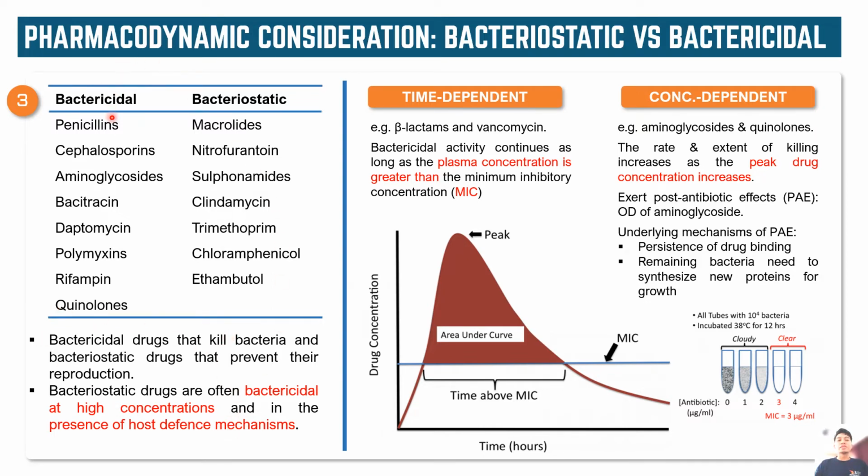These bactericidal drugs can be further divided into 2 subgroups: agents that exhibit time-dependent killing, such as beta-lactam and vancomycin, and agents that exhibit concentration-dependent killing, such as aminoglycoside and quinolones. As you can see in this diagram, bactericidal activity must be continuous as long as the plasma concentration is greater than the minimum inhibitory concentration. So this is the time-dependent killing of bactericidal agents such as beta-lactam and vancomycin.